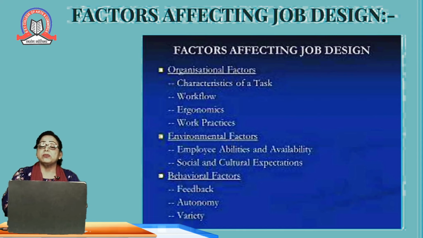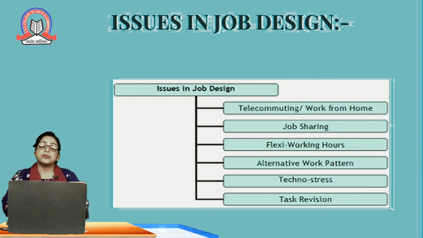It is related to man-machine relationship. Next is work practices. Then is environmental factors, employee abilities and availabilities, social and cultural expectations. Then is behavioral factor, that is behavior of company to employees, behavior of employees to company. Feedback, autonomy, that is how much feedback, how much freedom they have, autonomy to speak up, to generate or share their ideas or pains and problems. And variety, giving variety.